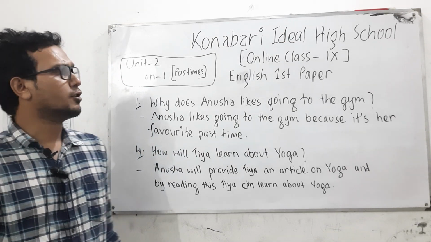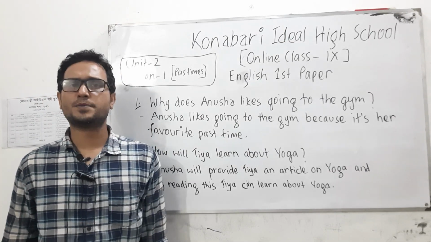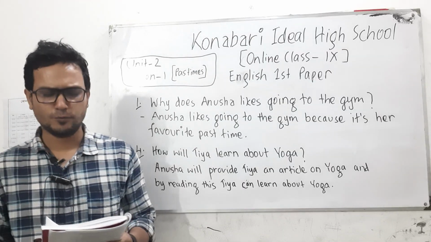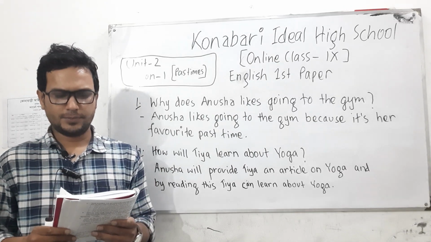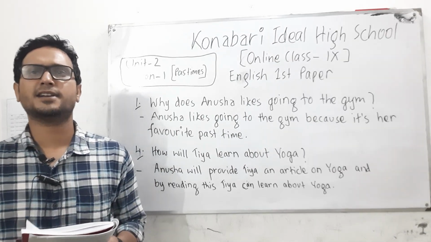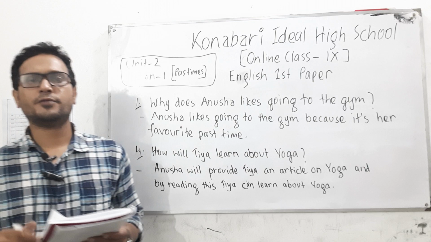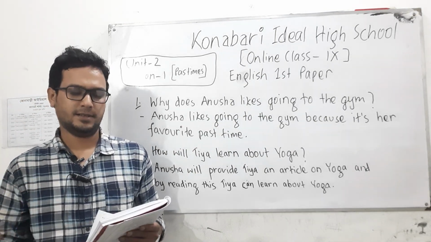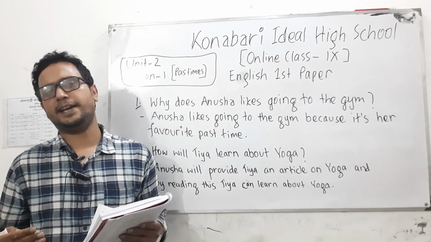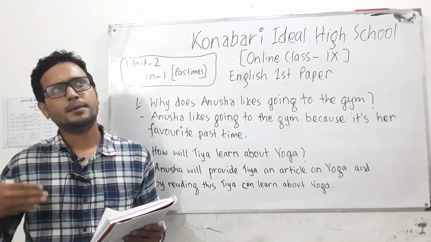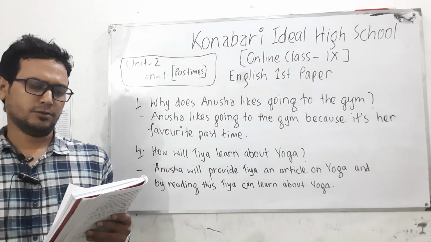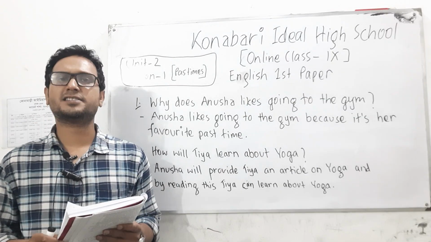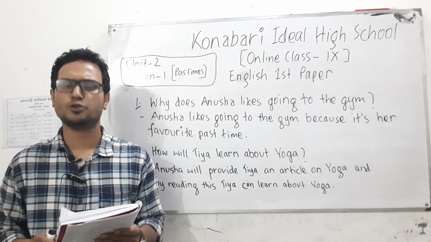Today we will conduct our online class on the English first paper of class 9 and we will cover unit 2 and lesson 1. The subject of unit 2, lesson 1 is pastimes. First of all we need to be very careful about the word pastimes. Many of you can make mistakes by saying it "past times". So be careful about the word pastimes. Pastimes মানে আমরা যেটাকে বুঝি অবসর সময়.